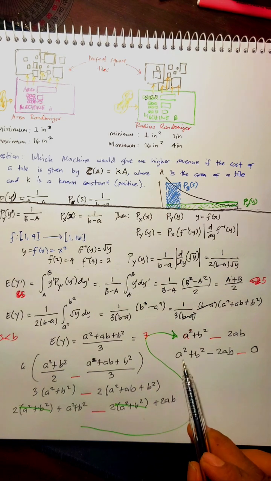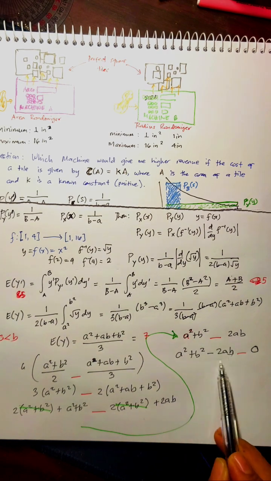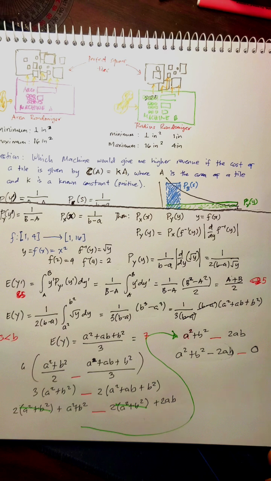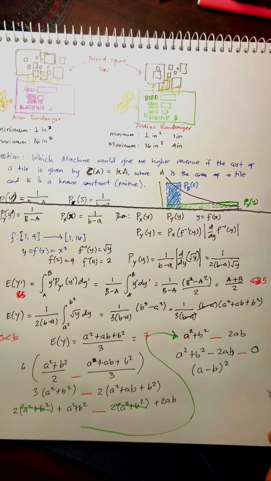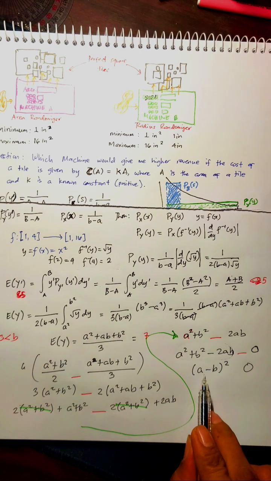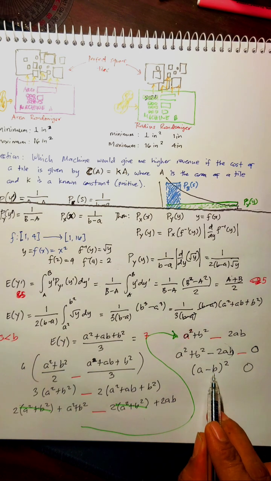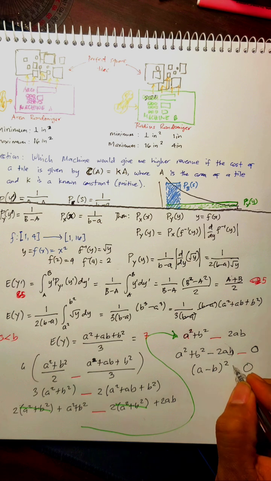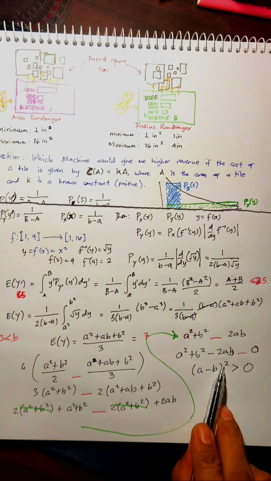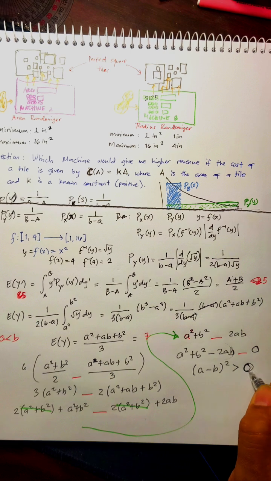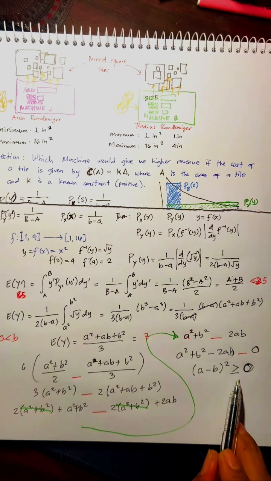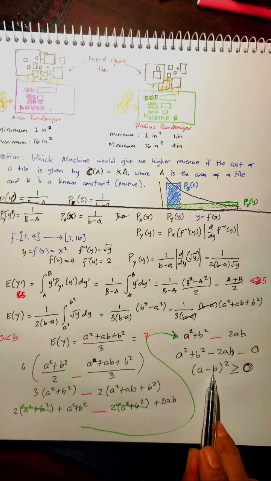I'm surprised. This is a perfect square, right? In fact, that would be just equal to (A minus B) squared. In order for this to be true, since B is greater than A, this is a perfect square, so it must always be greater than or equal to 0, and it's only equal if B is equal to A.